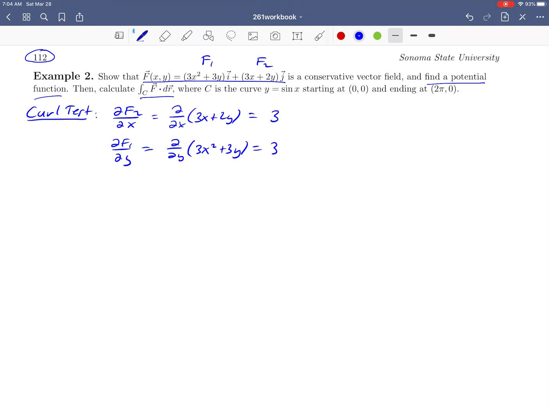Okay, and similarly, the derivative of f1 with respect to y would look like the derivative of the first component. Notice that that's also 3. And so the fact that those two things are equal tells us from the curl test on the previous page that f is conservative. Okay, so we have cleared the first hurdle, and that calculation confirms that it's possible to find a potential function, which is our next step.